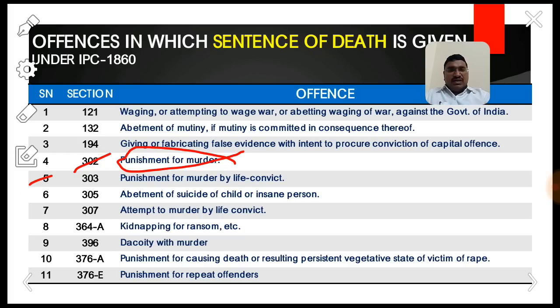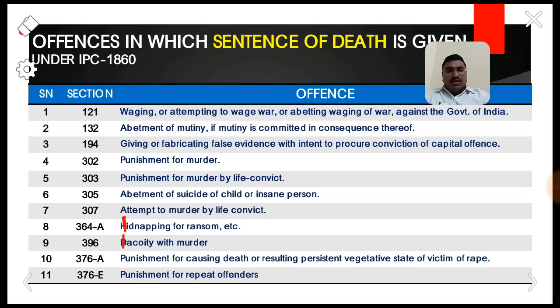The fifth one is murder by a life convict under 303, which is punishable with death. Abetment of suicide of a child or insane person is an offence under 305, also punishable with the sentence of death. Next, attempt to murder by a life convict is also punishable with death by the court according to section 307. Kidnapping for ransom etc. is also punishable with death according to section 364A. Dacoity with murder is punishable with death according to section 396.